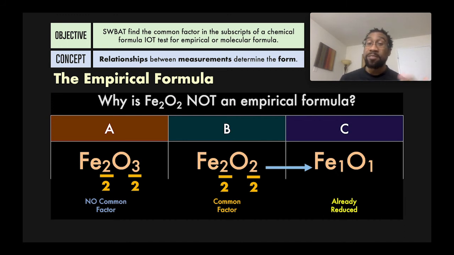All right, so Fe2O2 reduces to Fe1O1. So FeO was actually already reduced. So this is actually the reason why Fe2O2 is not an empirical formula. It's because it contains a common factor and you can still reduce it even further to a simpler form.